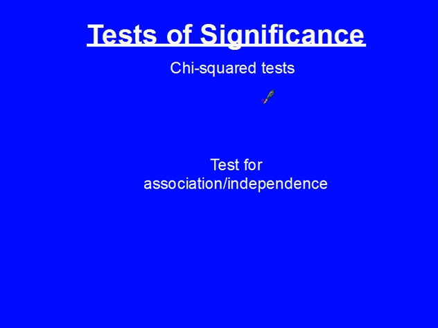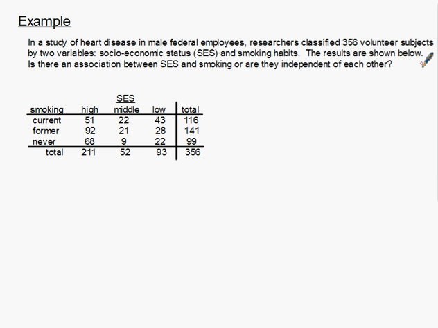This is now the third and final chi-square test, the test for association and independence. Let's look at an example. In a study of heart disease in male federal employees, very specific, researchers classified 356 volunteer subjects by two variables, socioeconomic status and smoking habits, essentially to see if there's an association between those two. The results are shown below. Is there association between socioeconomic status and smoking, or are they independent of each other?